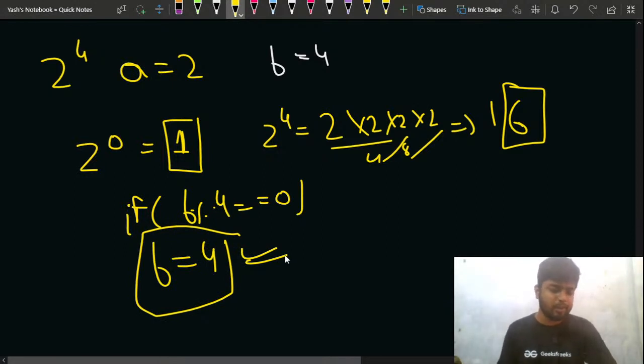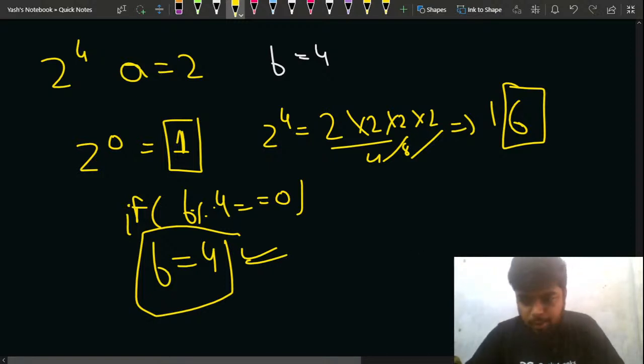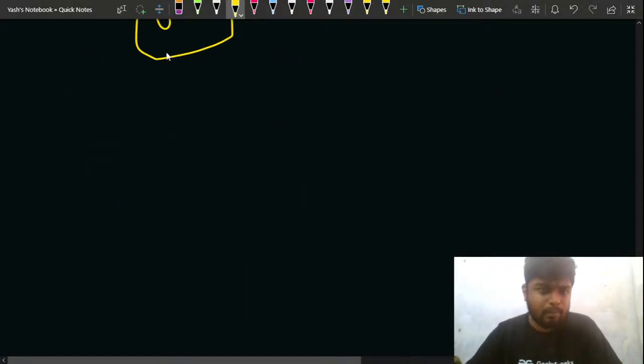Is this much part clear to everyone? Just quickly let me know in the chat. Only then I'll be proceeding ahead. Everyone is clear with this much part? Okay, perfect. I think that this much part must be clear to everybody.